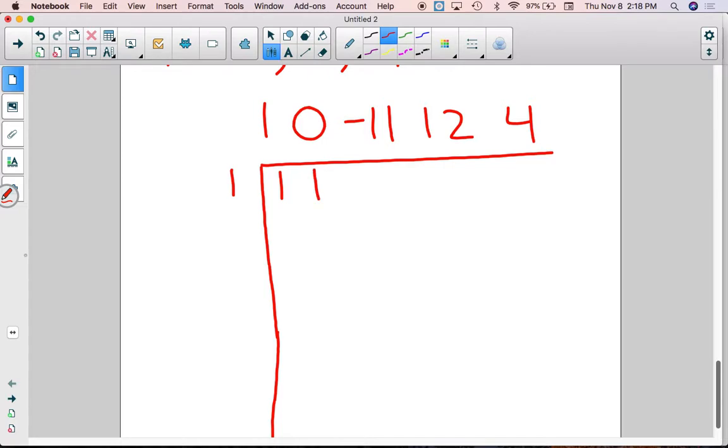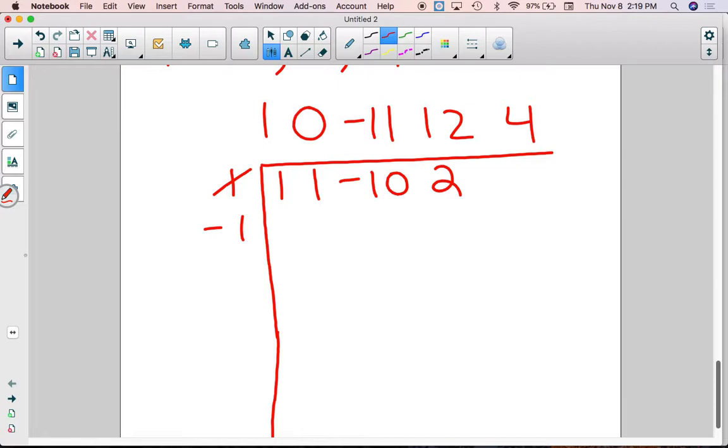1, 1. That goes here. Then you go 1 times 1, 1, plus negative 11, negative 10. 1 times negative 10 plus 12, 2. Alright, 1 times 2. That's not going to give me 0. I know that doesn't work. So now I would try negative 1.